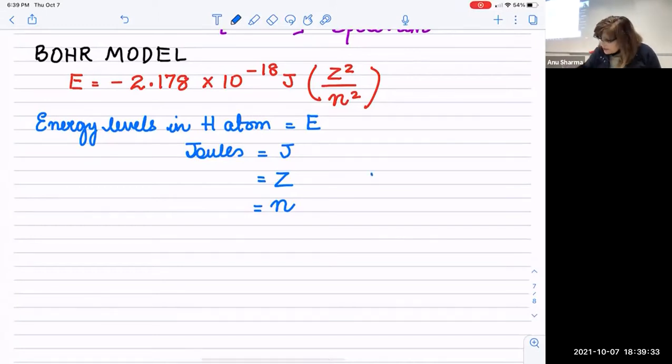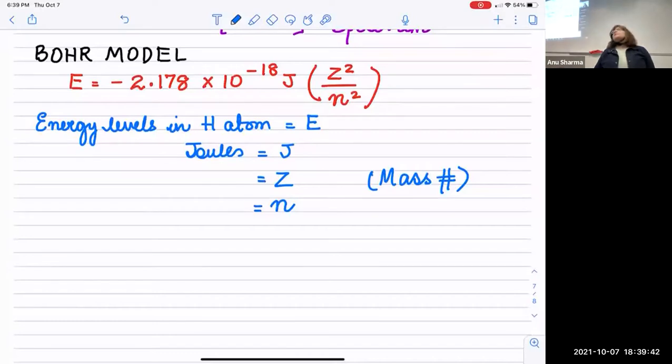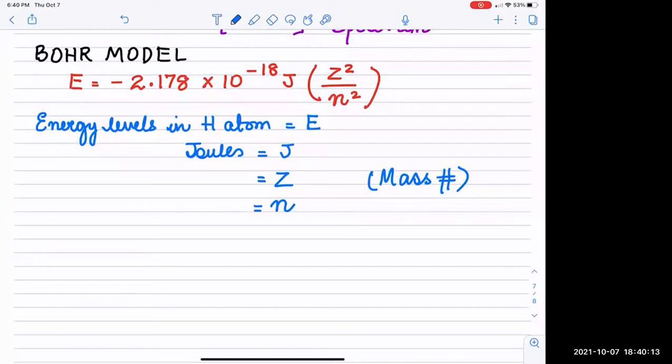Remember mass number? In the very first class we talked about mass number. Where is the majority of the mass of an atom located? Anna, do you know? Nucleus. Very good. So the mass number is due to the nucleus. What is inside the nucleus? Protons and neutrons.